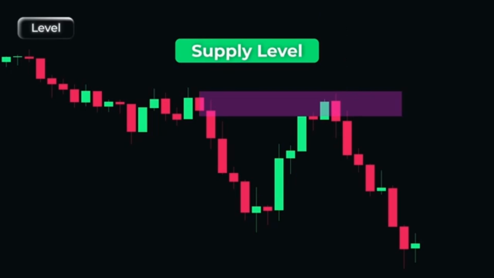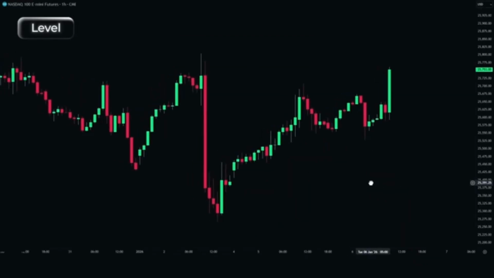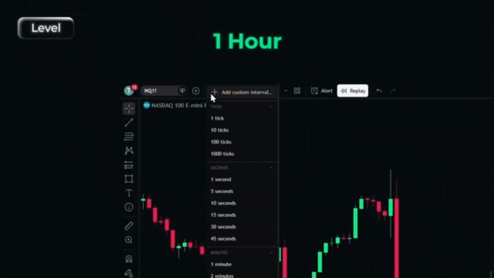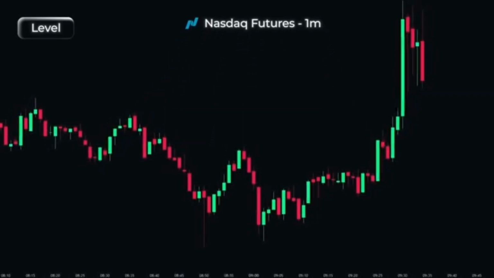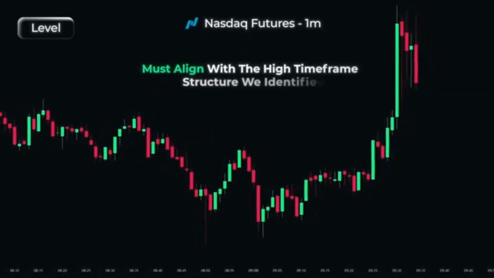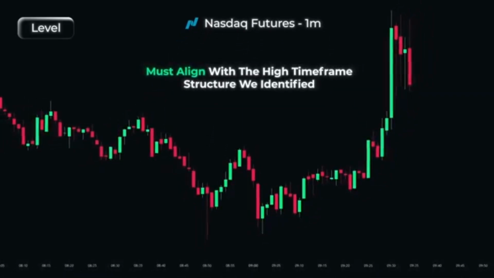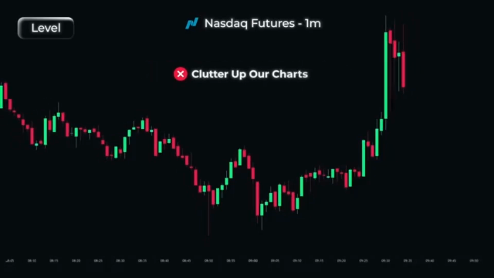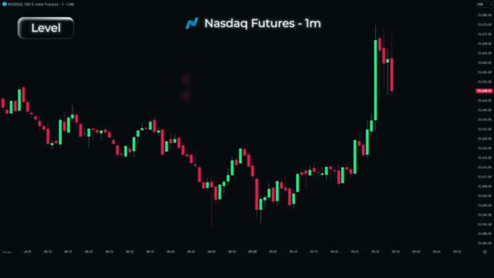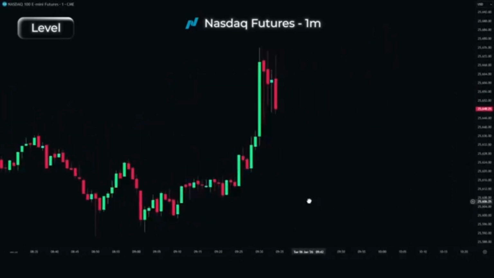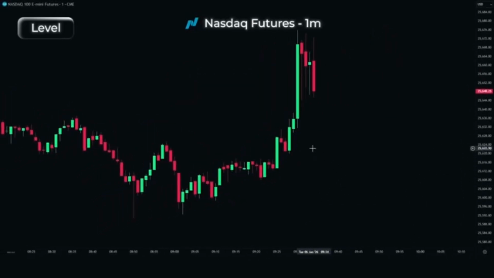Now let's go back to our chart and try to identify the supply and demand levels there. Here, we're still on the 1 hour time frame after we've identified the structure earlier. So now we go down to the 1 minute chart and find the levels there. And remember, the levels that we want to find here must align with the high time frame structure we identified. This is so that we don't clutter up our charts and draw random levels that we end up not using. So since the high time frame structure was an uptrend, we are only interested in finding demand levels.